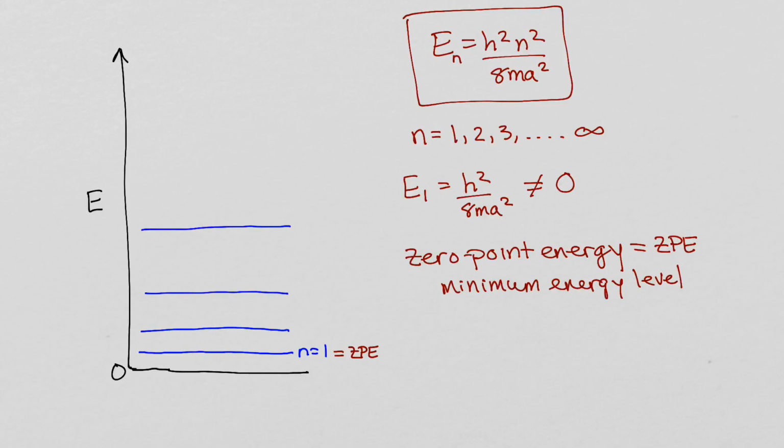These are obviously not to scale, but hopefully you get the idea that our energy levels become more widely spaced as our energy levels increase, which is opposite of what we had for the Bohr model, where our energy levels became closer and closer spaced due to that 1 over n squared dependence.